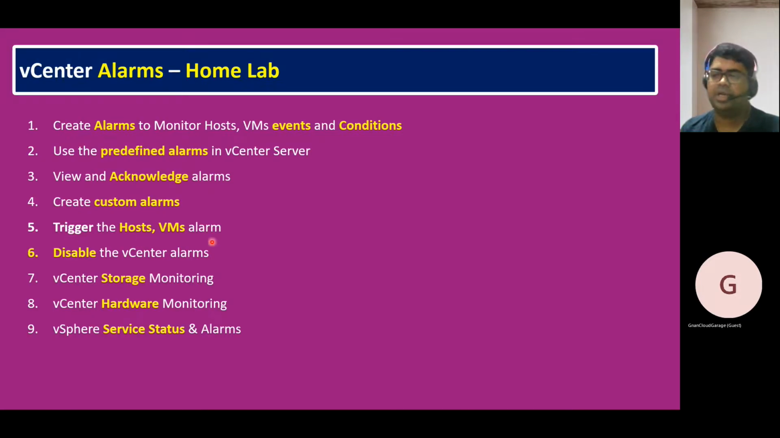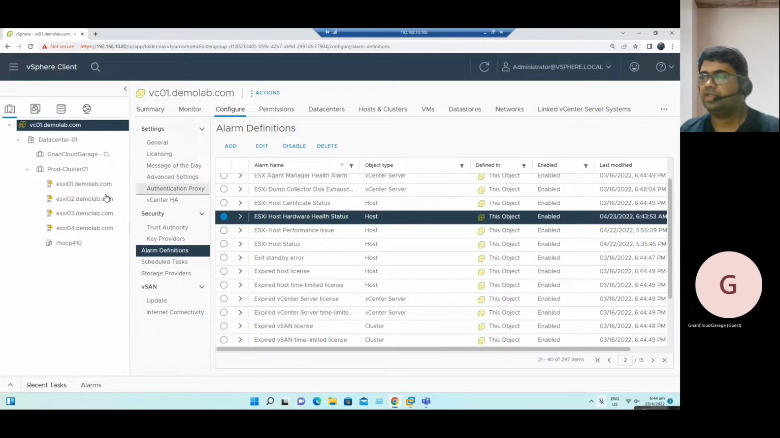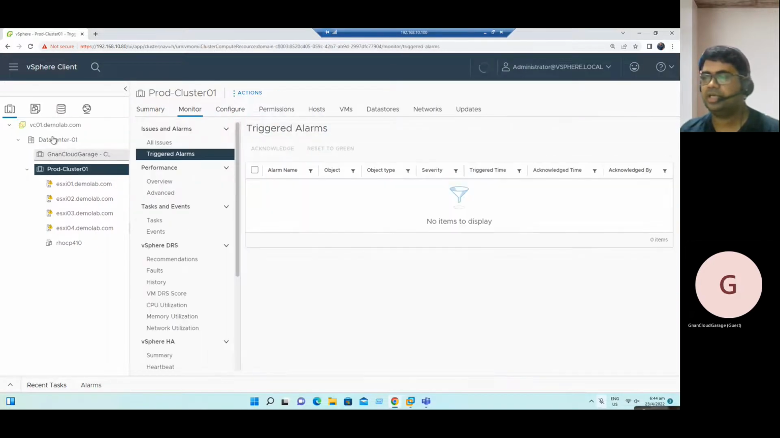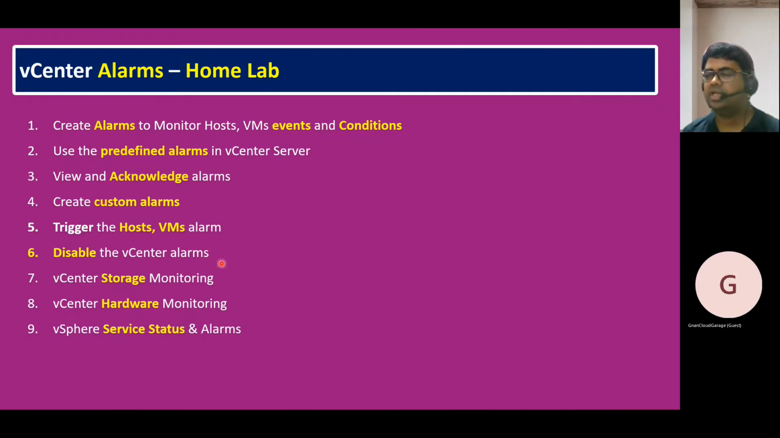Trigger the host and VM alarm. Where we can verify this trigger option is to log into the vCenter, select your production cluster or any inventory object you can select, go to the monitor tab, triggered alarms. We can see the actually triggered alarms in this tab. Okay. And another point, disable the vCenter alarms.